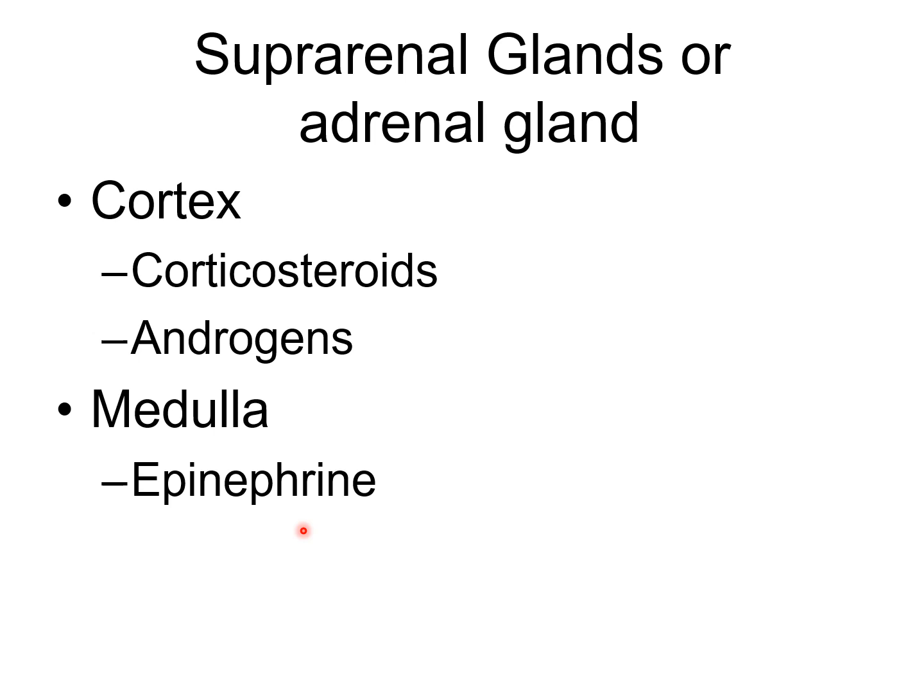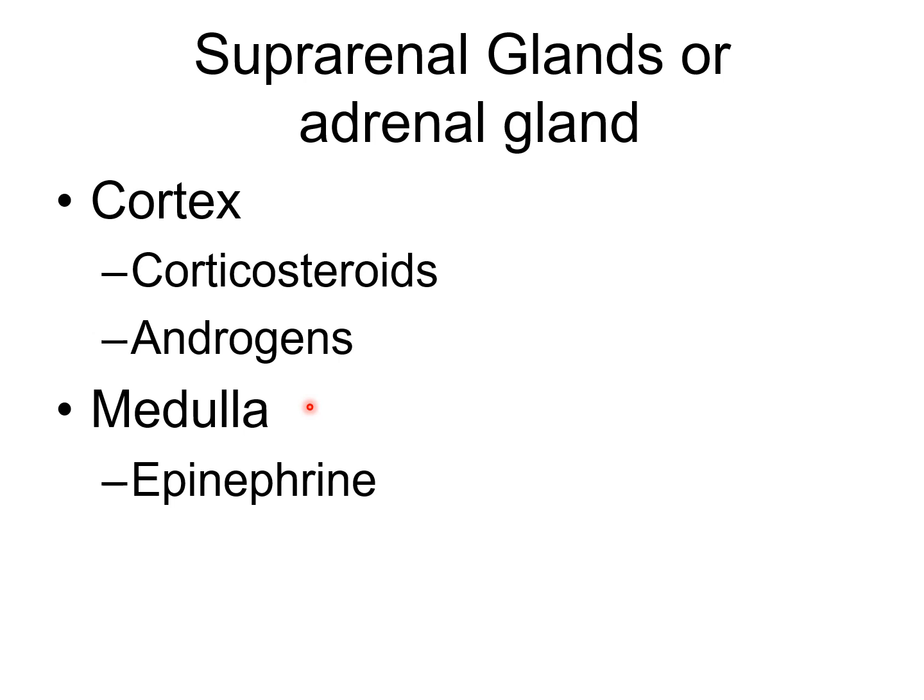So first, the cortex. The cortex is composed of three zones. The outer zone, glomerulosa, produces the mineralocorticoids that affect the electrolyte and water balance of the body. The middle zone, fasciculata, produces the glucocorticoids. So corticosteroids and androgens are secreted by the cortex. And the inner zone, reticularis, produces the sex hormones.